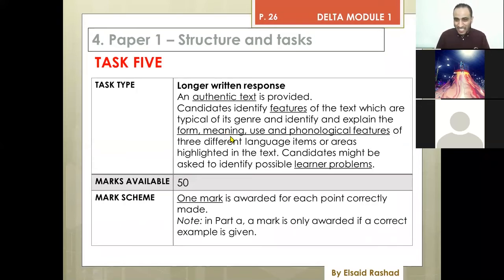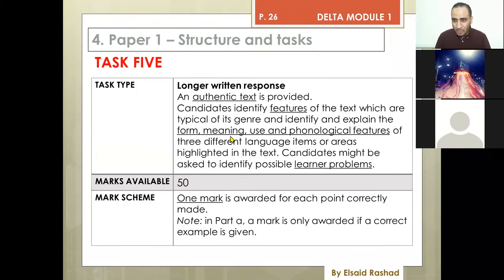They will provide you with an authentic text, and they give you 4 parts: A, B, C, and D. Part A is just like paper 1, task 3. They need you to provide not 3 features, 5 features, okay, in brief. And then in part B, C, and D, they ask you to analyze, identify, explain about the form, meaning, use, and pronunciation, okay? Like in CELTA, if you remember the language analysis task, language related task. You're given 4 items, 2 vocabulary and 2 structure, and you analyze them. You analyze the form, the meaning, use, and the pronunciation. So they do the same.